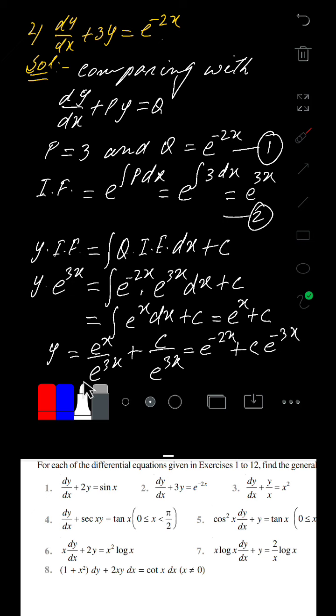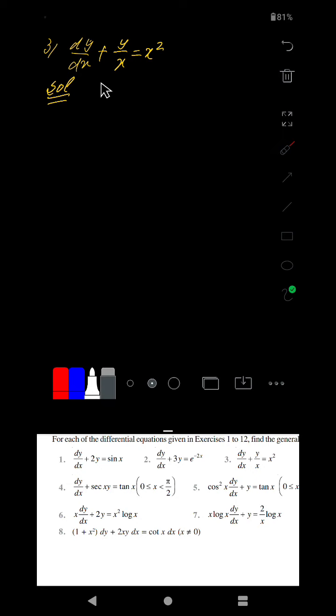So finally we have y is equal to e raised to the power minus 2x plus c e raised to the power minus 3x. This is the required solution of the given differential equation. Now the third differential equation to be solved is dy/dx plus y/x is equal to x squared.